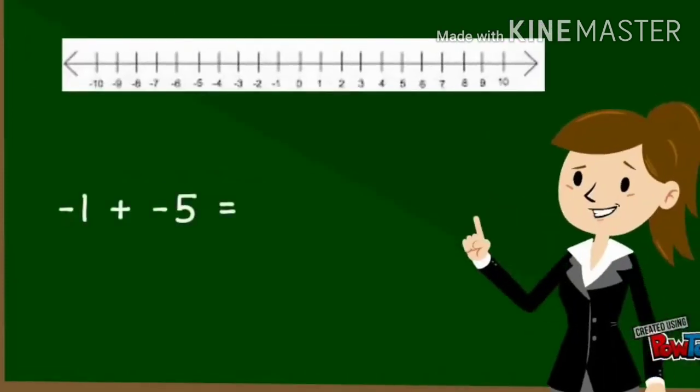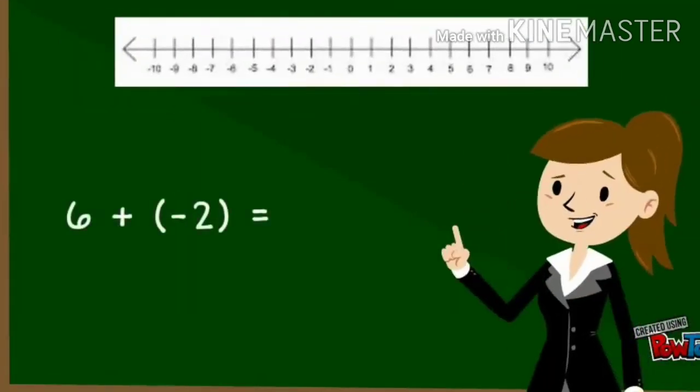Let's have another example. Negative 1 plus negative 5. Again, look for negative 1. Since we're adding a negative number, we move to the left. So from negative 1, 1, 2, 3, 4, 5. So we end up at negative 6.